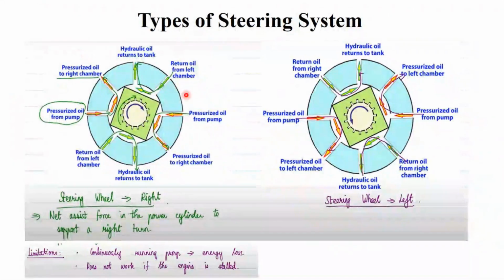In the previous case, the return oil from the left chamber moved to the hydraulic tank, but here the oil from the right chamber moves to the hydraulic tank and returns back. Similarly, the return oil from the right chamber is moving to the hydraulic oil tank, and also the pressurized oil from the pump goes to the left chamber.